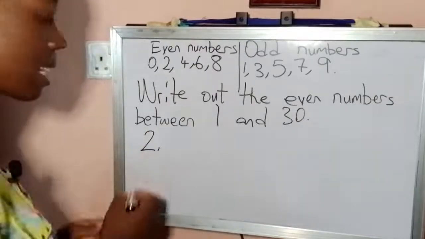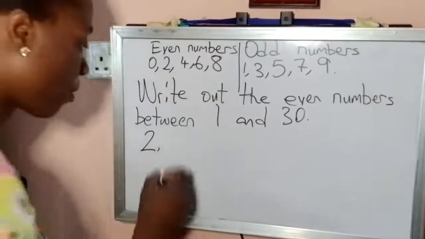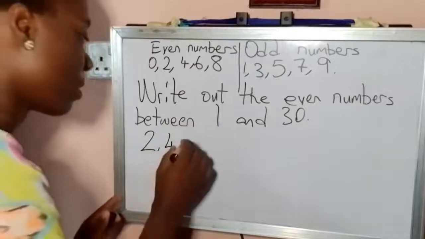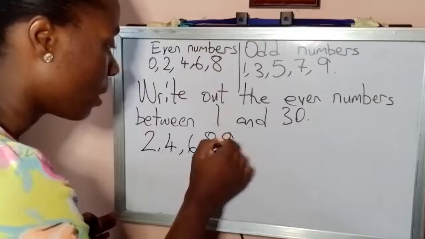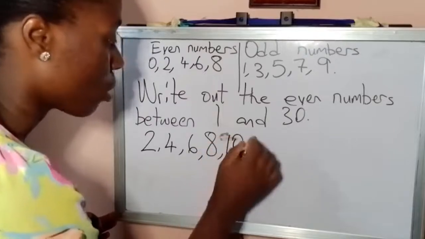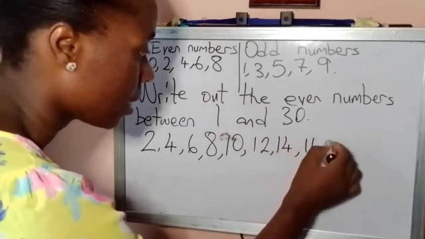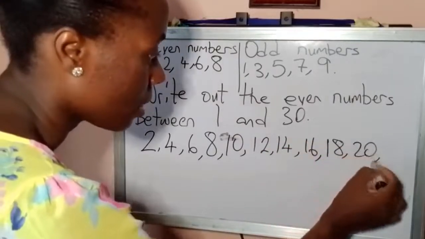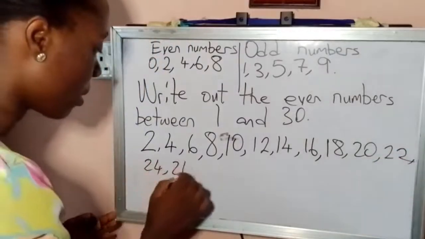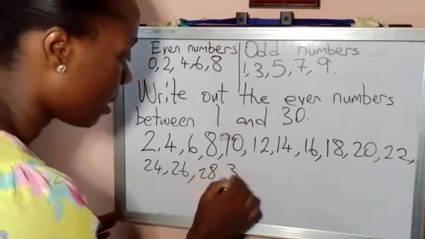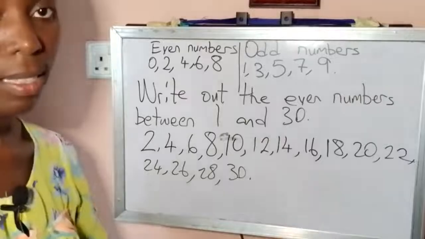2. How do we get the next one? It's simply to add 2 to it. 2 plus 2 you have 4, plus 2 again you have 6, plus 2 you have 8, plus 2 you have 10, plus 2 you have 12, plus 2, 14, the next is 16, 18, 20, 22, 24, 26, 28, and 30. These are the even numbers between 1 and 30.